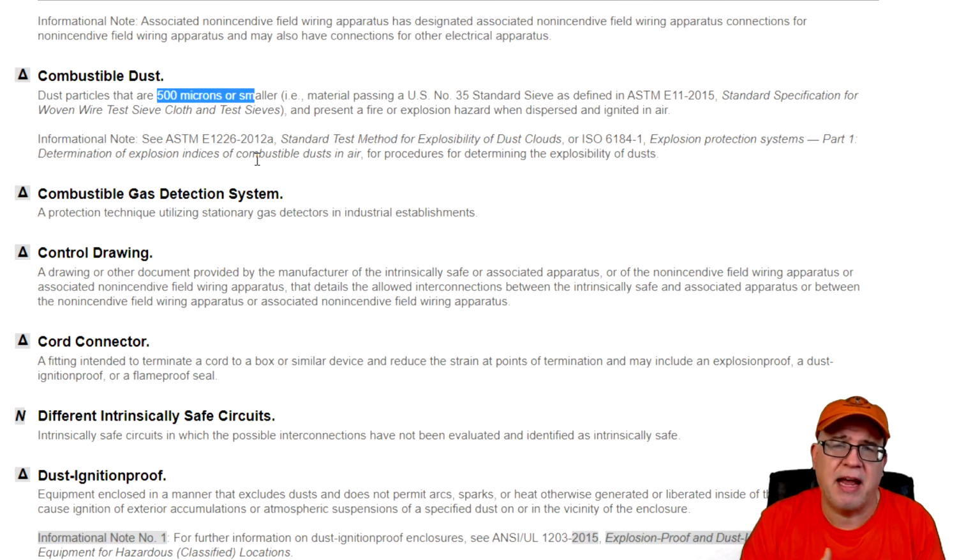Now, usually a design professional is going to make that call and say whether it's combustible dust, whether it's a Class 2 Division 1 or Division 2. They'll make that call, okay? But if it's in the air and it's combustible dust, at least we need to know what the definition is. Now, if the microns are greater than 500 microns, then it's not considered combustible dust. And so it's real important to understand what the definition of a combustible dust is.